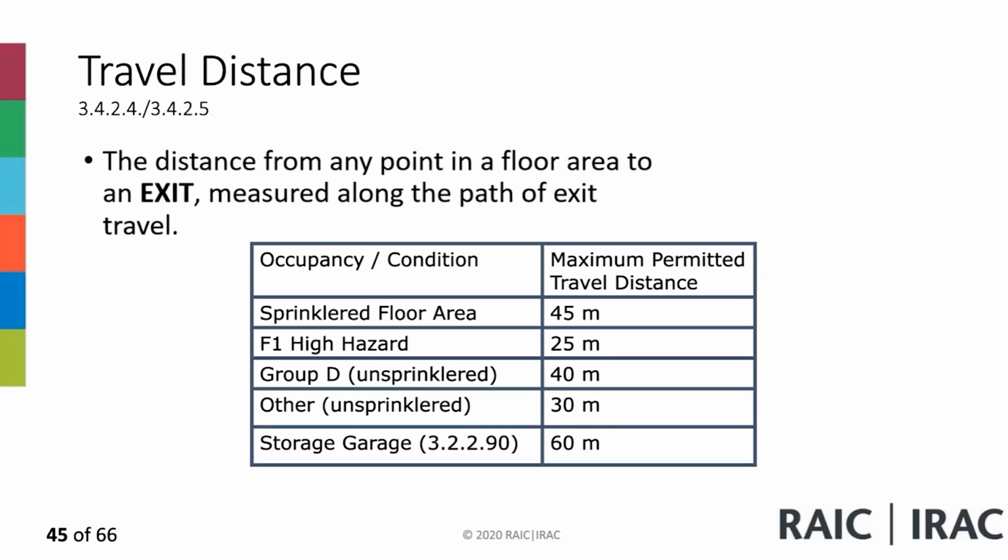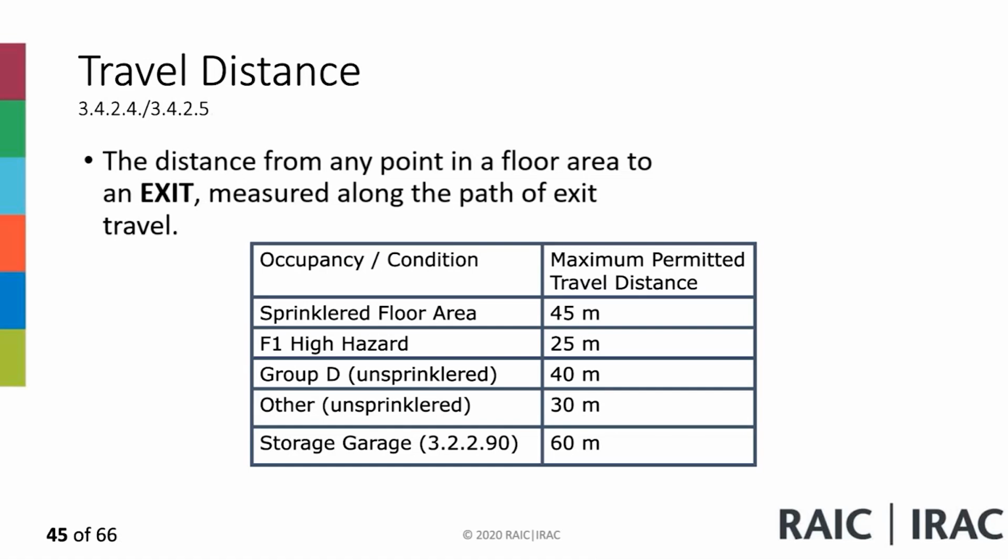There is an exception for the distances in 3.4.2.5.(1)(e). It's 60 meters in any storage garage that conforms to the requirements of 3.2.2.90, and 3.4.2.5.(1)(f), 30 meters in any floor area other than those referenced in (a) to (e). So if you don't know your building is sprinklered, it's 30 meters, unless you know that it's an F1 hazard, then it's 25 meters. If you know the building is sprinklered, it's 45 meters, except again, high hazard does not apply.